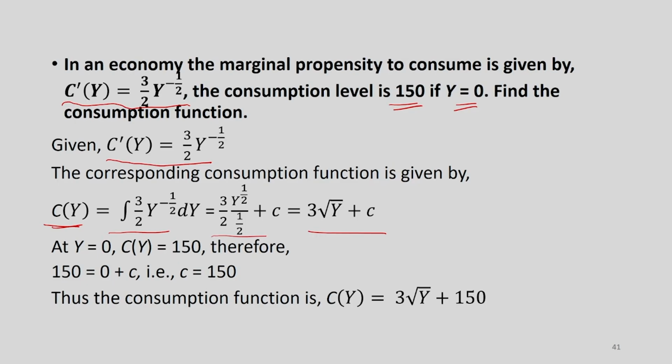We know that the consumption level is 150 if y is equal to 0. So, I put y equal to 0 in this form. On the left hand side I will get C0, and C0 is 150. On the right hand side the root term will drop out, and so I will get only small c. Therefore, small c is equal to 150. Thus, the consumption function is C of y equal to 3 root over y plus 150.